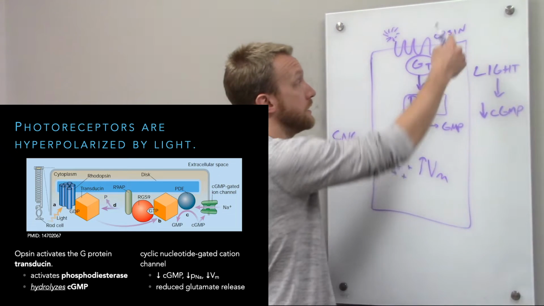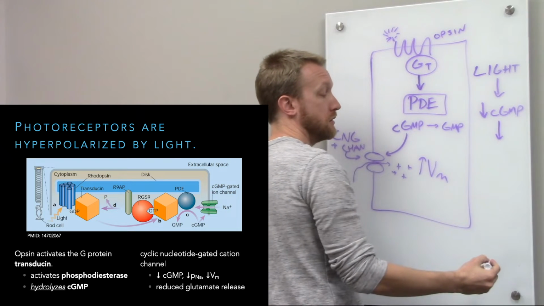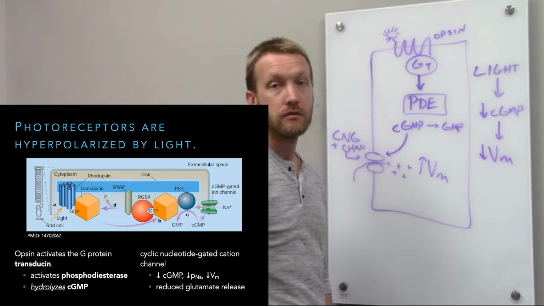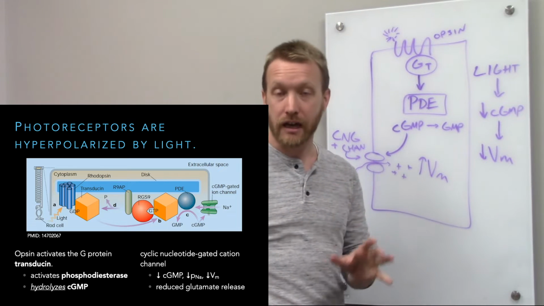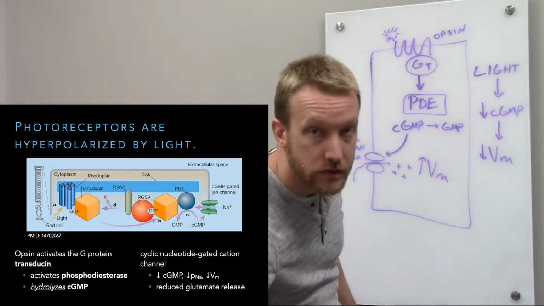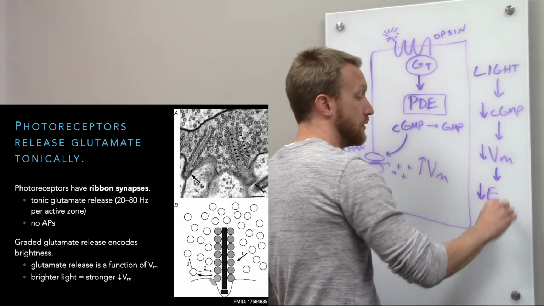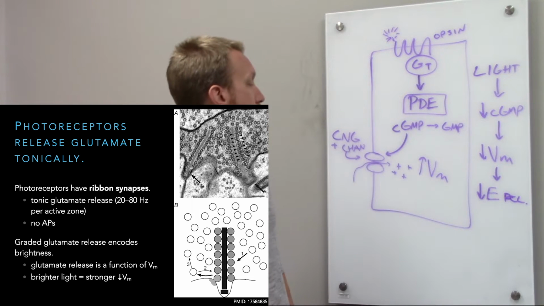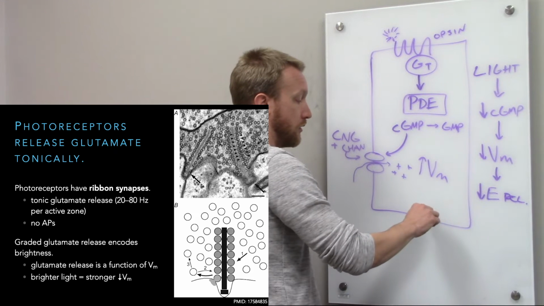Of course, when light hits, we're breaking down cyclic GMP. As such, we hyperpolarize the membrane potential. So my rod and my cone is actually less active when light is around. When I hyperpolarize, this of course decreases glutamate release. Now normally, I'm fairly depolarized and I'm spitting out a whole lot of glutamate.